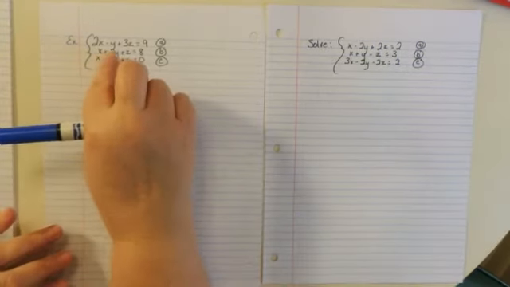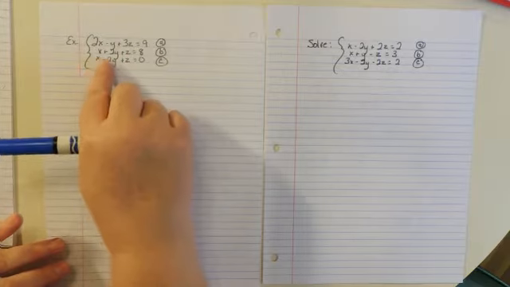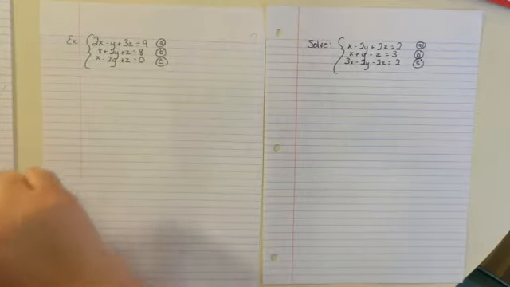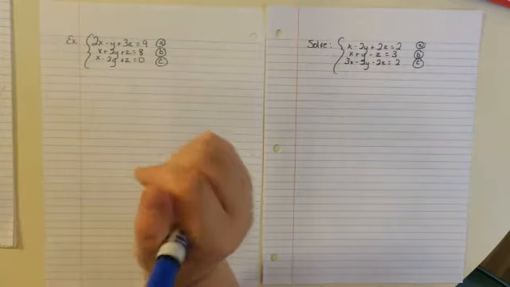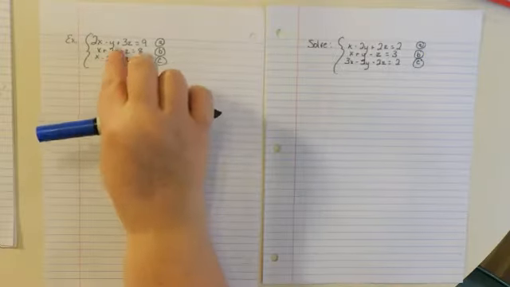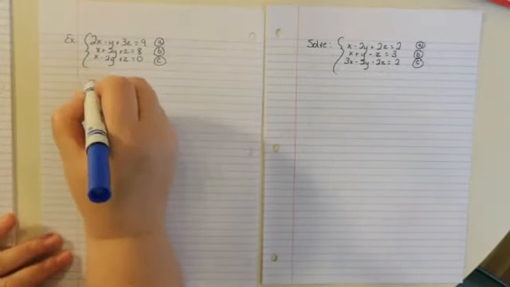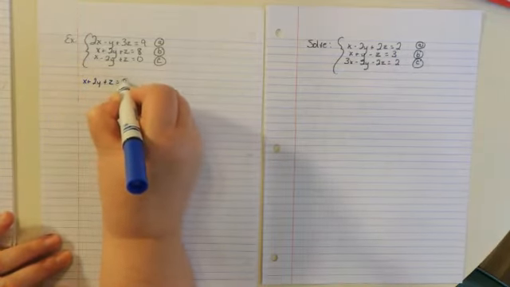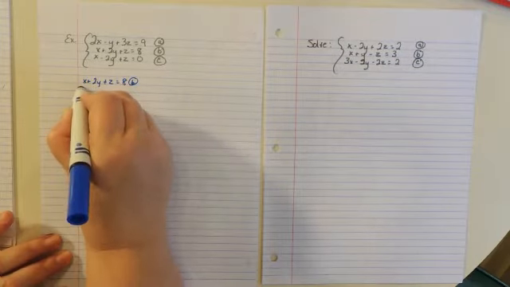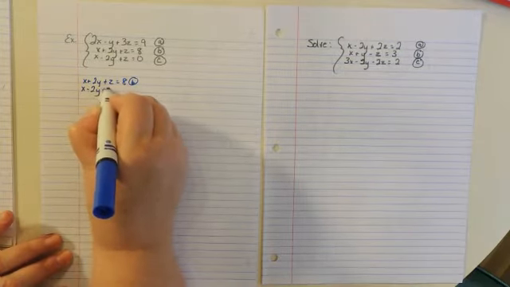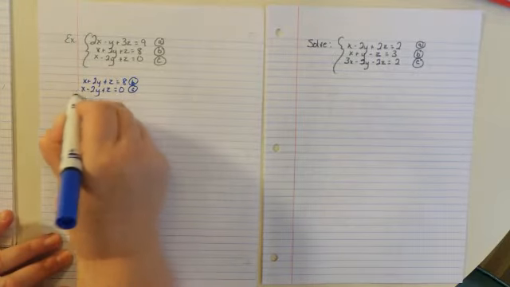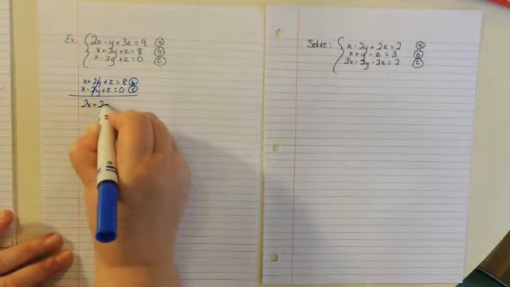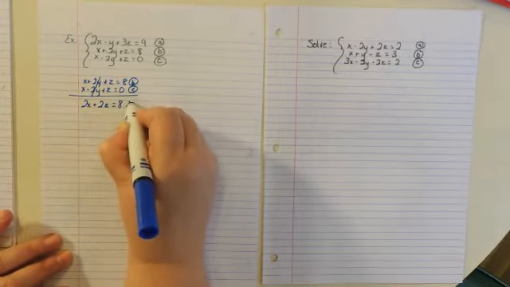Okay, so we have 2x minus y plus 3z equals 9, x plus 2y plus z equals 8, and x minus 2y plus z equals 0. So if we use b and c, we can eliminate y. So here's b, x plus 2y plus z equals 8. And c is x minus 2y plus z equals 0. We add these together. We get 2x plus 2z equals 8. So that we're going to call D.